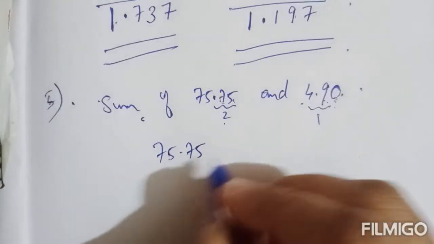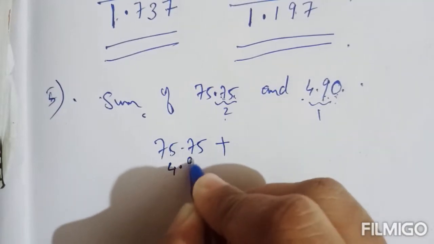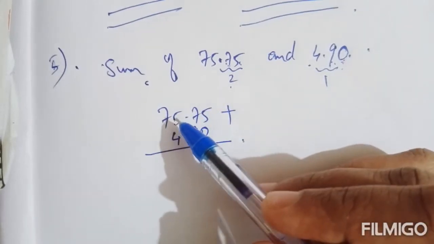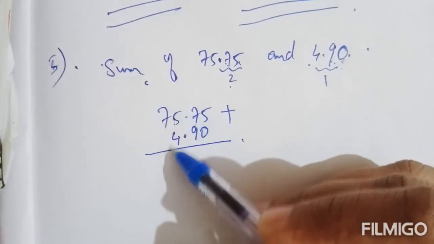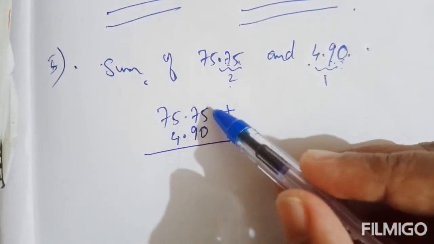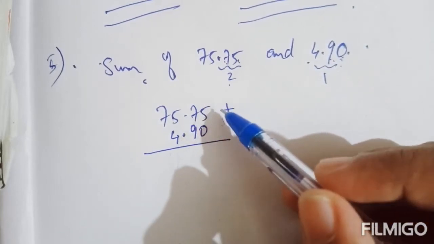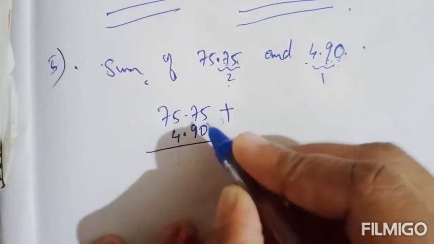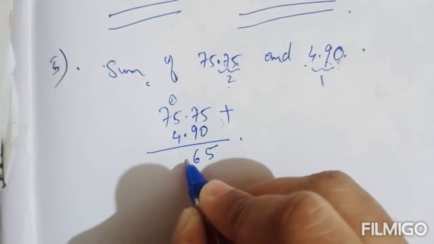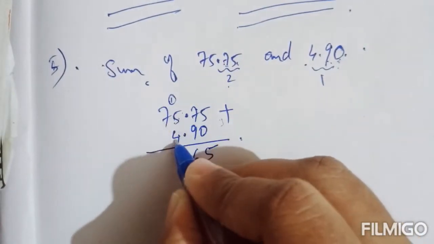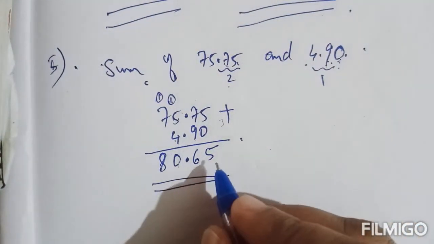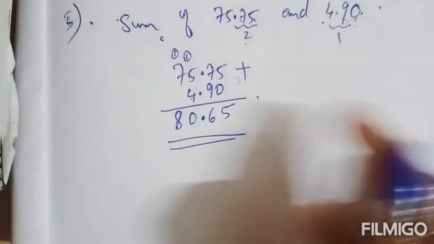Okay, so 75.75 plus 4.90. While arranging in columns, you have to note one thing. The ones place digit should come in the same column, the tenths place digit should come in the same column, similarly the hundredths place digit should come in the same column. Like that you have to arrange. Now on adding: 5 plus 0, 5; 9 plus 7, 16, carry over 1; the decimal point is coming; 5 plus 4, 9; 9 plus 1, 10; 7 plus 1, 8. 80.65.